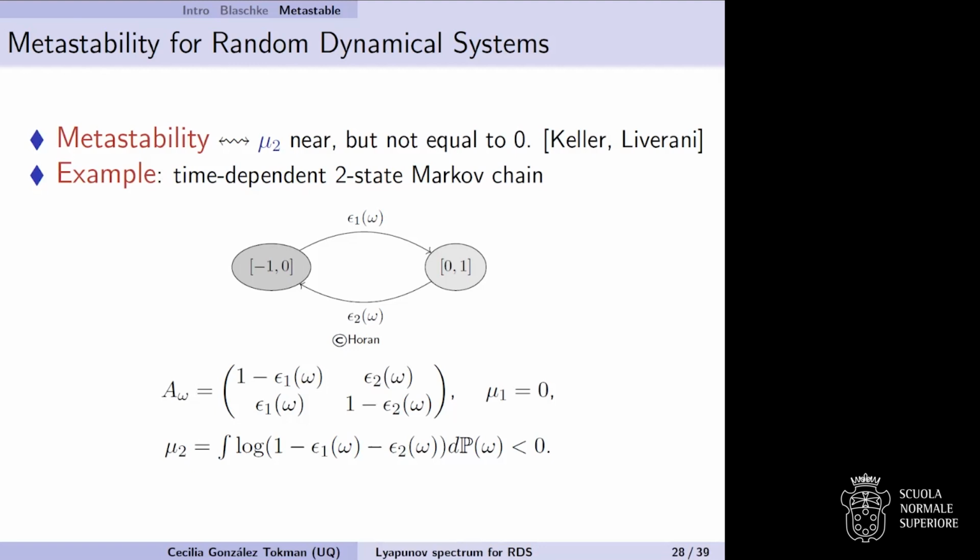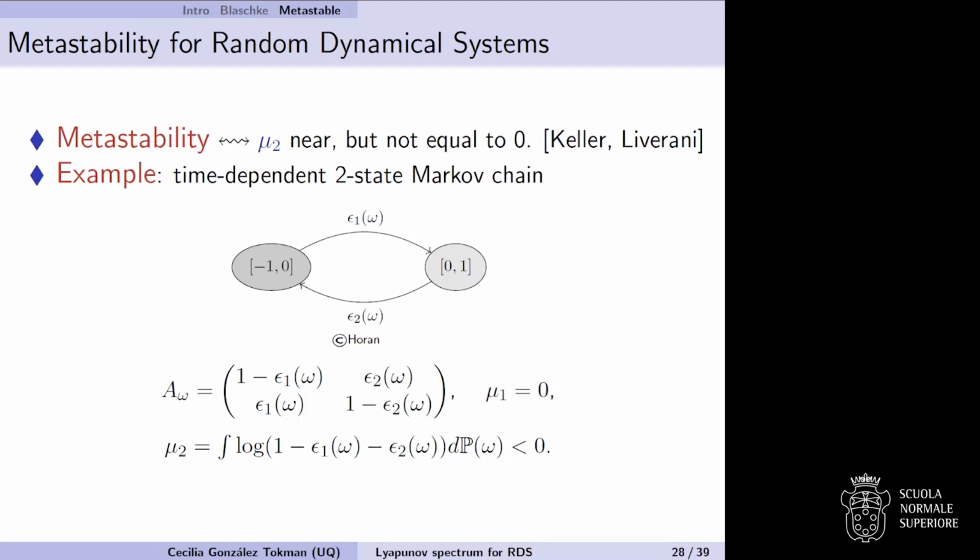And again, a simple example is a two-state Markov chain. As before, if we have transitions given by epsilon1 and epsilon2, where these are small, typically trajectories will spend a lot of time on each of the components before switching, and then spending a lot of time in the other component, and so on. And in this case, we can also compute the Lyapunov spectrum. The leading Lyapunov exponent is 0, corresponding to preservation of mass.